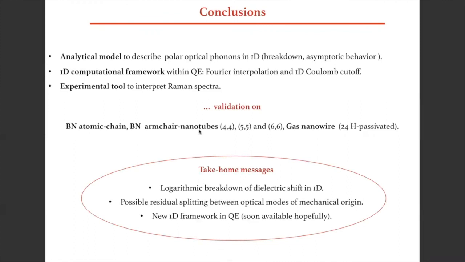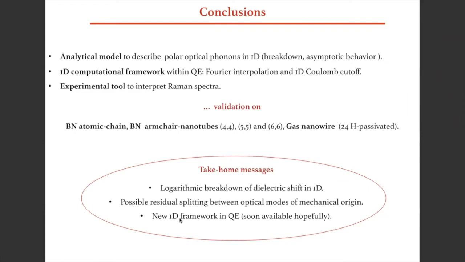So first of all, the main point is that in 1D, as in 2D, we experience a breakdown of the dielectric shift, but it's no longer linear, it's logarithmic instead. The other important point is that in 1D, we always most likely have some kind of mechanical splitting between the optical modes. And so this is something we should account for when we consider the global splitting between the optical modes.